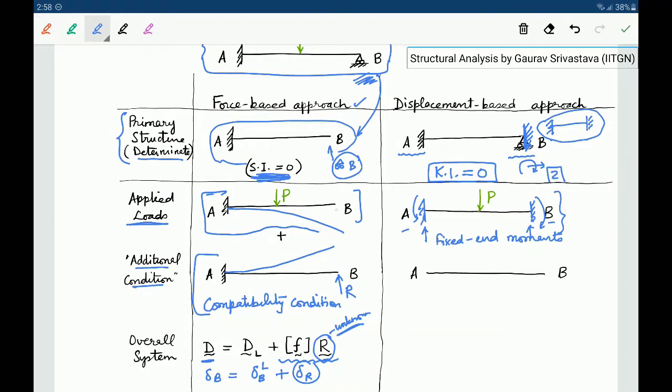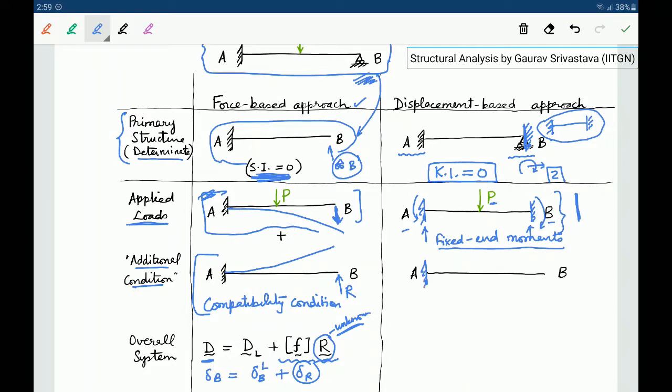Okay, so just like there were displacements with respect to the applied loads in the primary structure in the force-based method, there are forces and moments in the primary structure due to the applied load, and these are called the fixed end moments. And there are tables available where these fixed end moments can be found and used, and they can be calculated also.